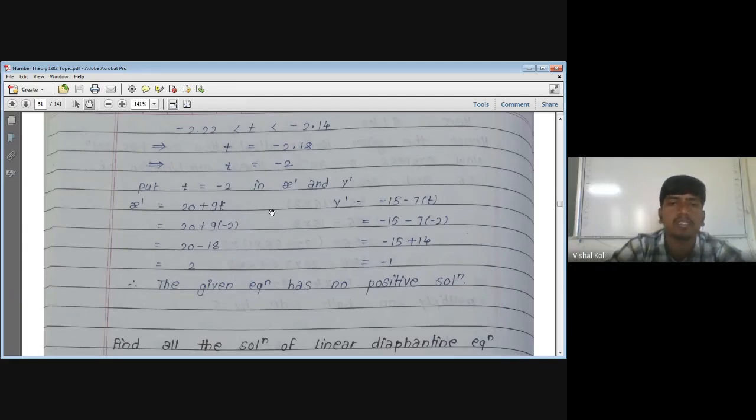is negative. That is, if we take t equal to minus 3, then 20 plus 9 into minus 3. Minus 3 into 9 is nothing but minus 27. 20 minus 27 is nothing but minus 7. And here we get the positive, that is minus 15 minus 7 into minus 3. Minus 3 into 7 is minus 21. Minus 21 into minus 1 is nothing but plus 21. Minus 15 plus 21 is nothing but 6.